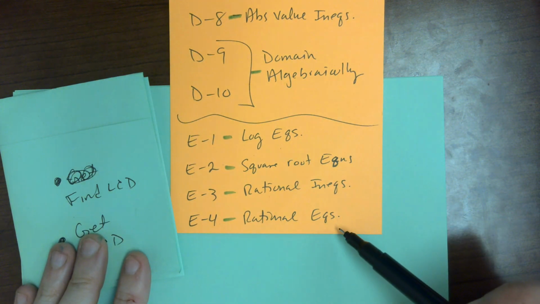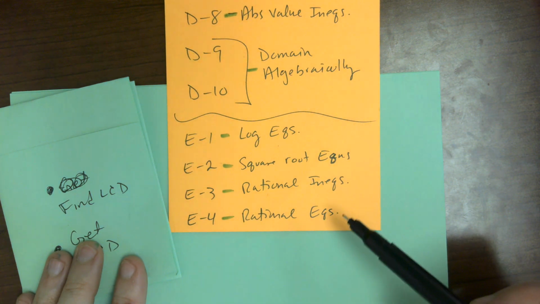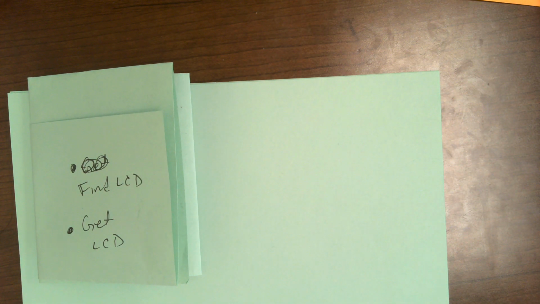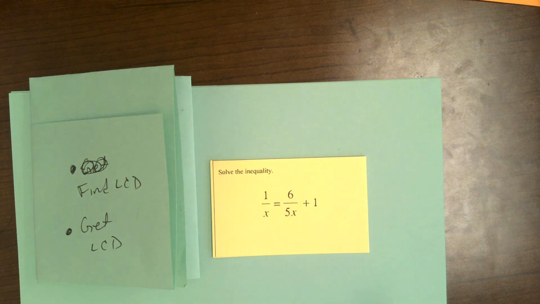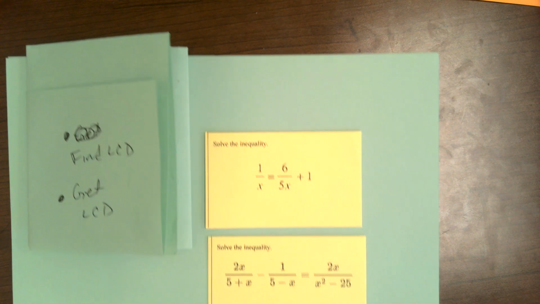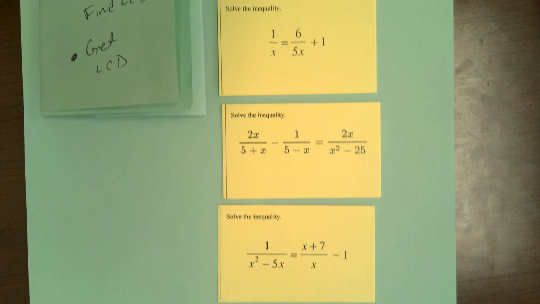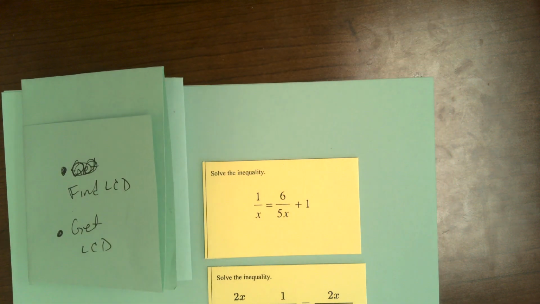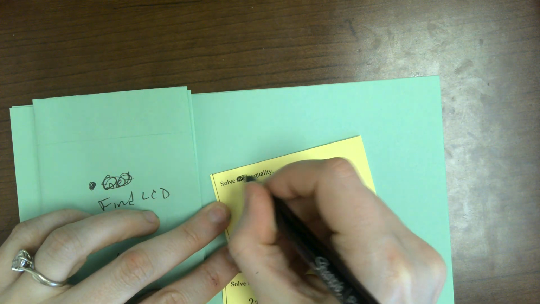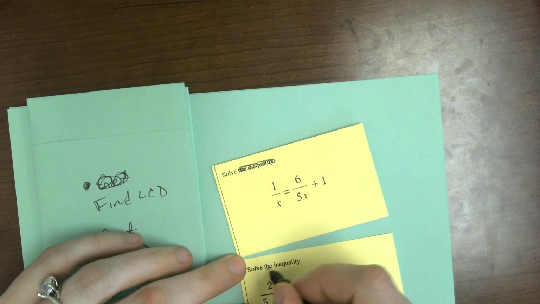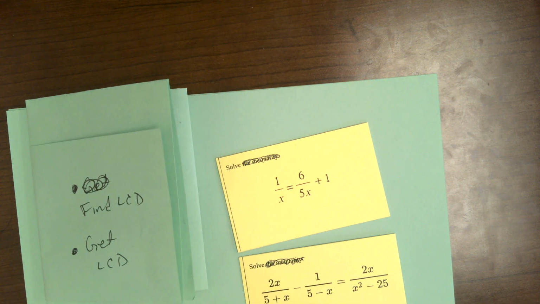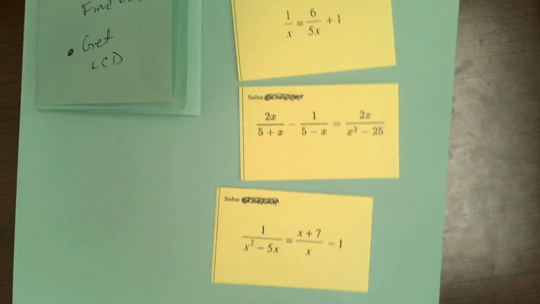Alrighty, guys. So the very last type, E4, rational equations. Okay, inequalities versus equations. So it's going to be different. And here I've grabbed some equations. These are all in these little bags. All right, so here's 3. Oh no! Gosh, it says inequality. These are all equations. Darn it. Just say solve. All right, we'll just say solve.